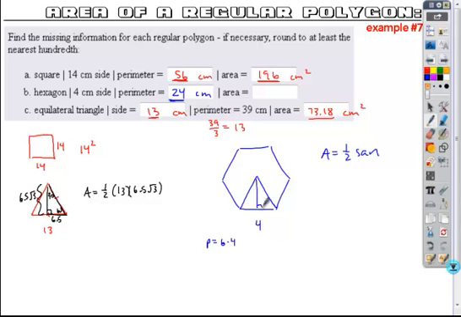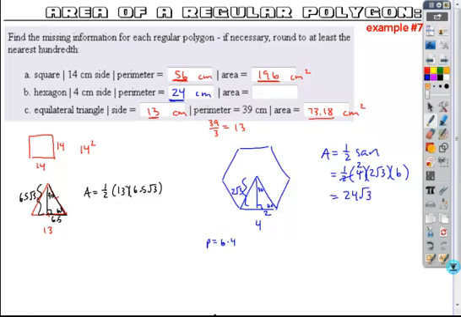If you draw in your altitude here, creating this 30, 60, 90, it cuts this leg into 2. If that's 2, then this altitude here is going to be 2 root 3. And so when you plug this in, 1/2 the side length 4 times the a value, 2 root 3, times the number of sides in a hexagon, 6. 1/2 of 4 is 2. 2 times 2 is 4. Times 6 is 24 root 3.